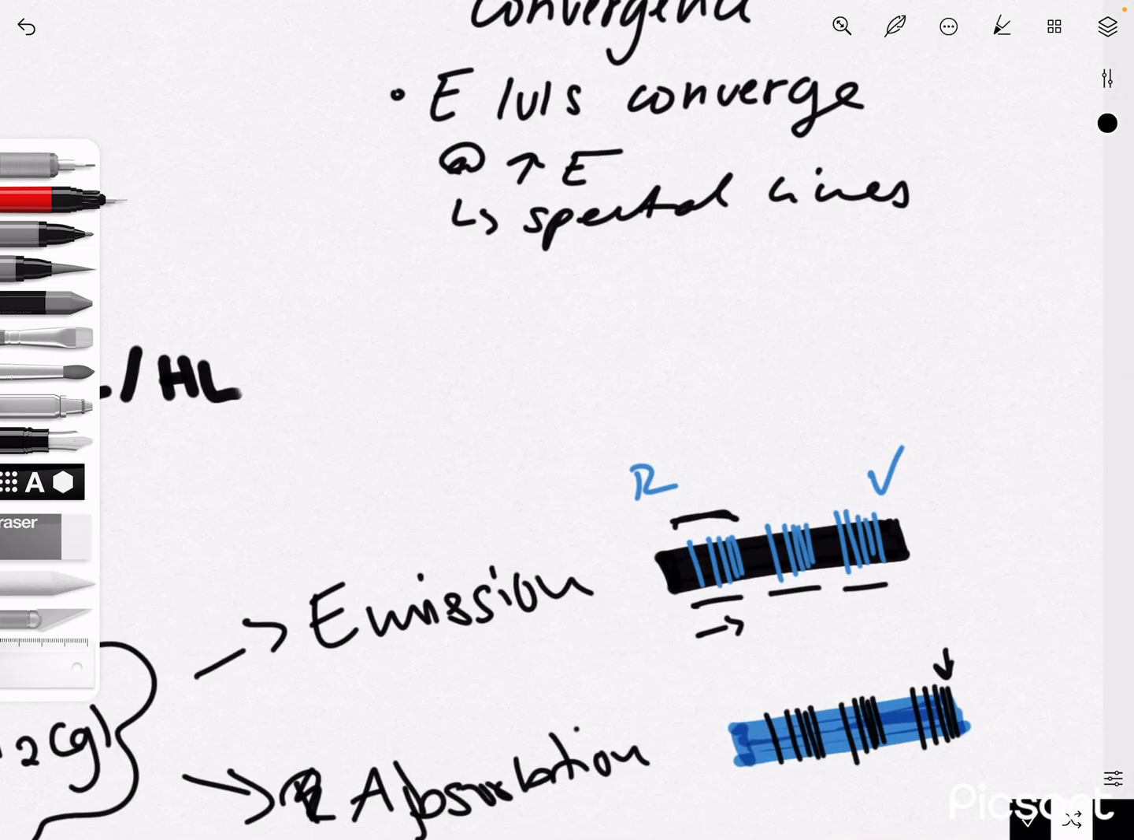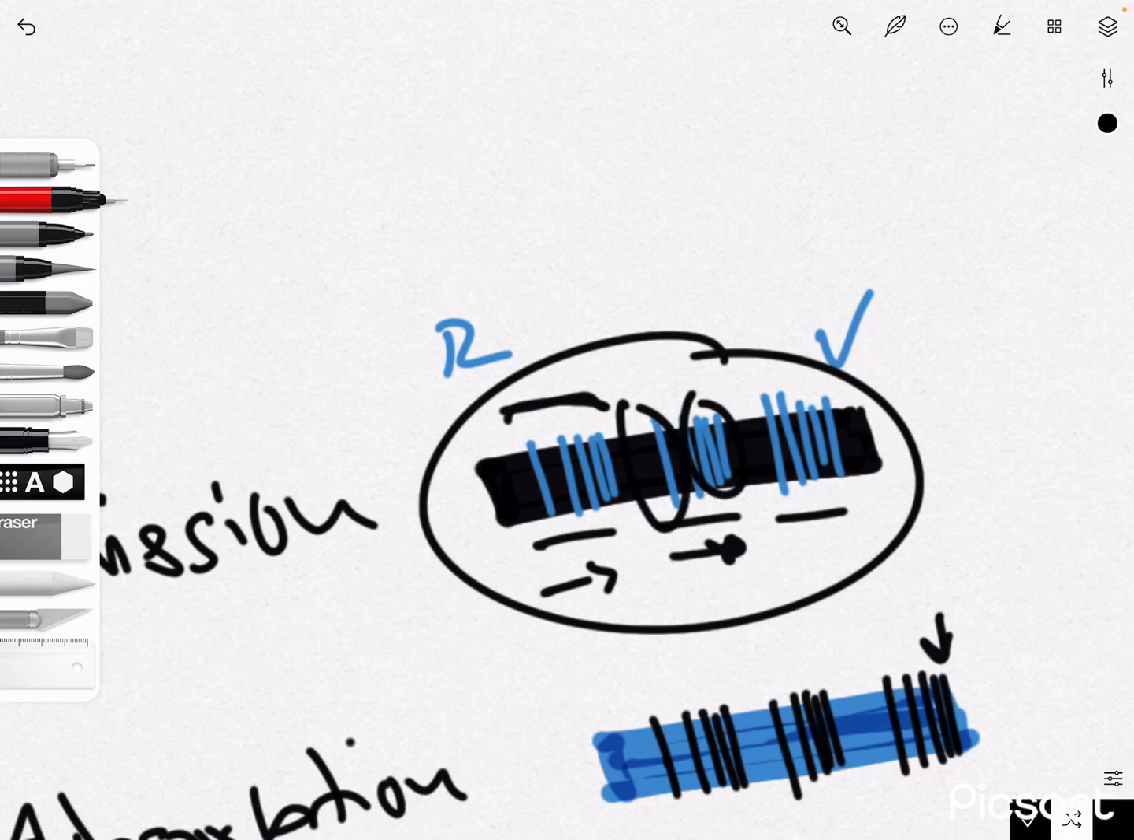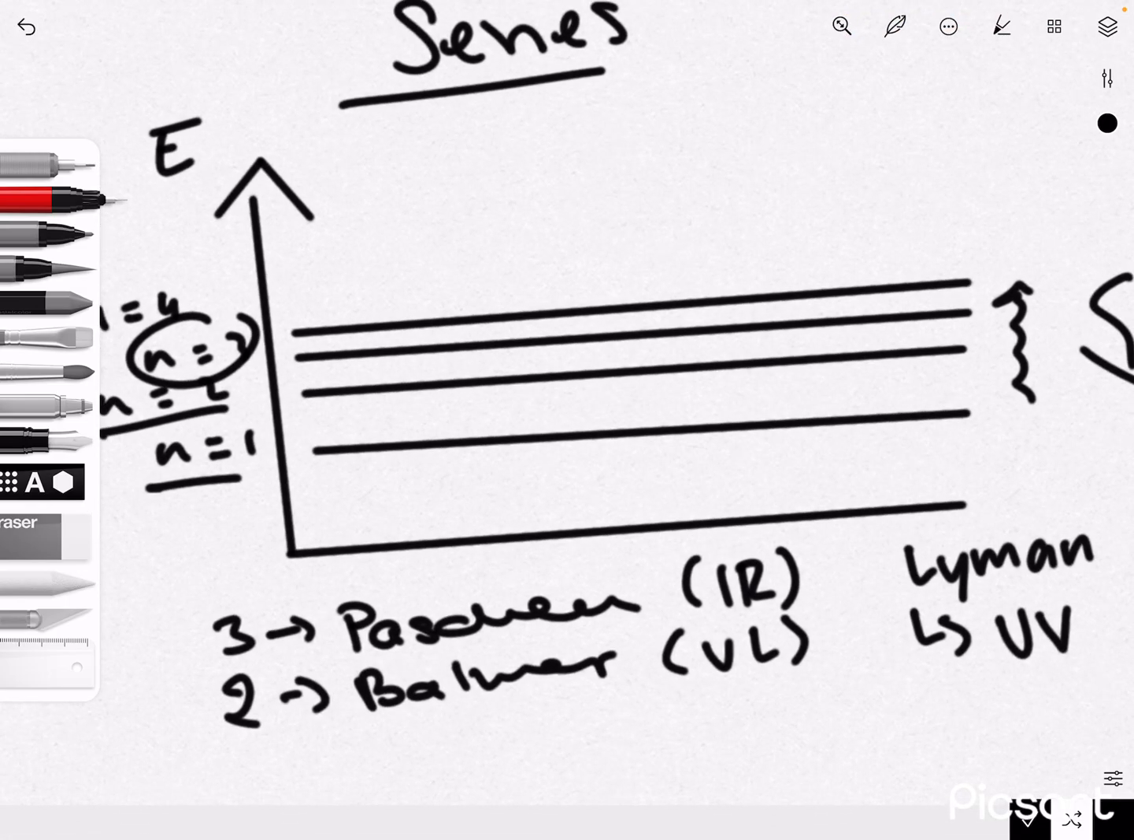which is why we see our spectral lines coming so close together over here at the end compared to at the beginning where they are more spaced apart, which is also what we see here in this diagram where the lower energy levels are more spaced apart from each other than the higher ones.